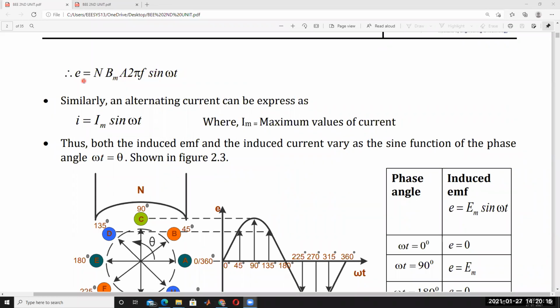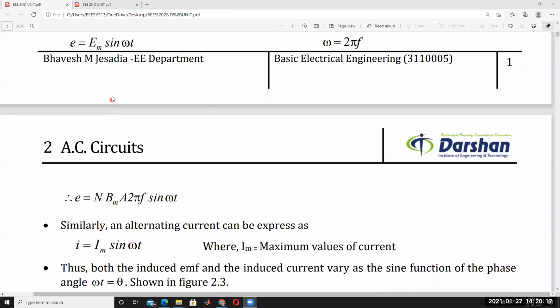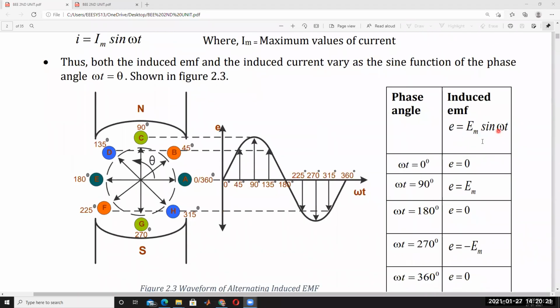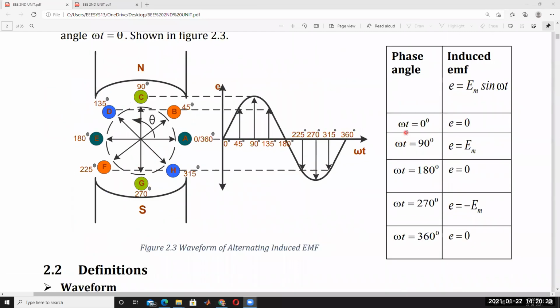Am I right or not? Then E is equal to Em sin omega t from this equation. Then substitute different values of omega t. Omega t is equal to 0, then E is equal to 0 at this point. Understood? Omega t is equal to 0, E is equal to 0.